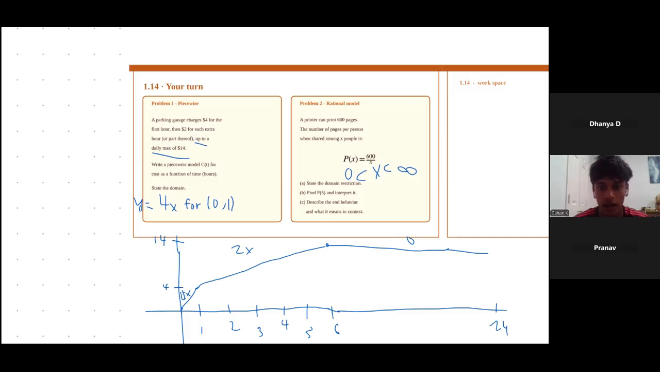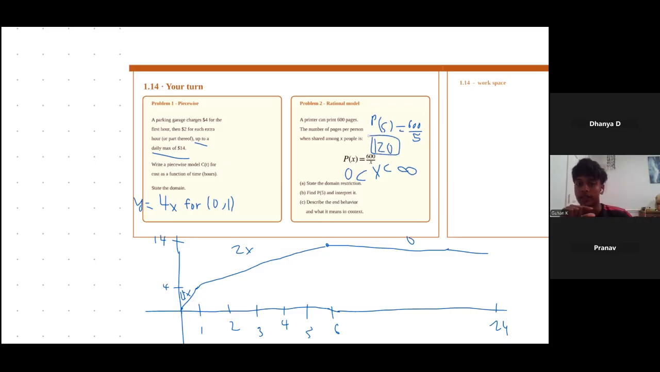Okay, find P of 5 and interpret it. So for P of 5, we plug in 5 for X, so it equals 600 divided by 5, which is similar to 60 divided by 5, which is 12, so 120. Okay, so it's going to be 120.